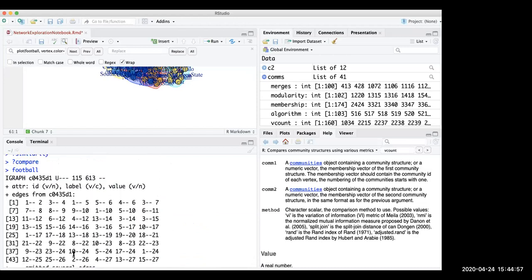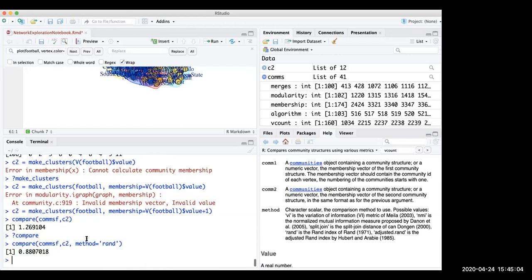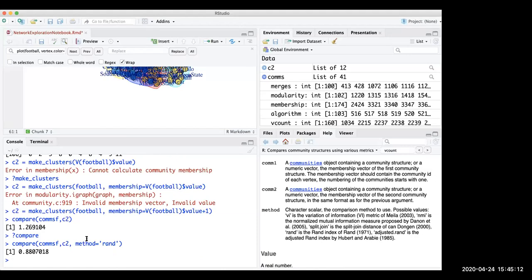Got it, okay. So we found groups of schools that were more connected to each other than to the rest of the network. Well, then that makes sense, right? Because schools are going to play together in the same conference. Exactly. Got it, okay. That's so cool. That's all I've got to say.